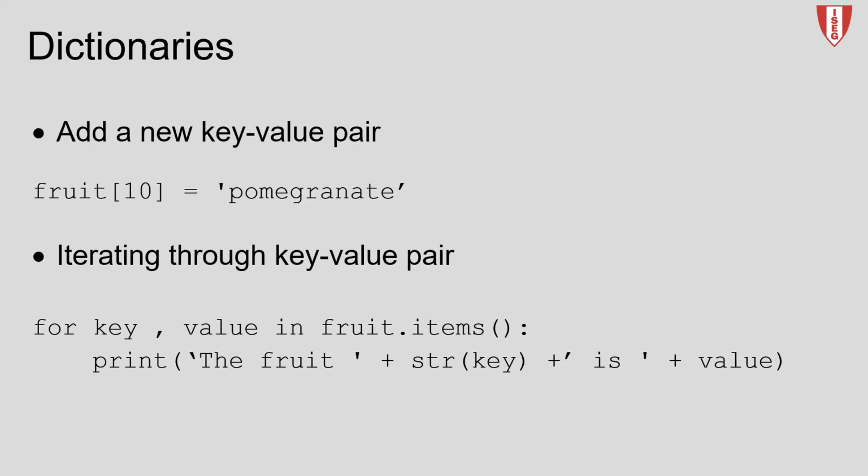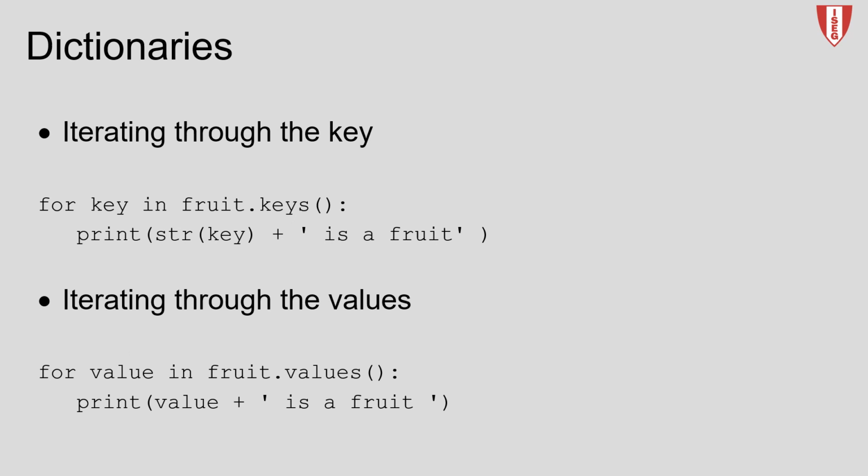In the previous dictionary, we may want to add a new key-value pair. We may also want to iterate through key-value pairs. We may use the for in statement. We may also want to iterate only through the keys or only through the values. It is what happened in the first and second examples.